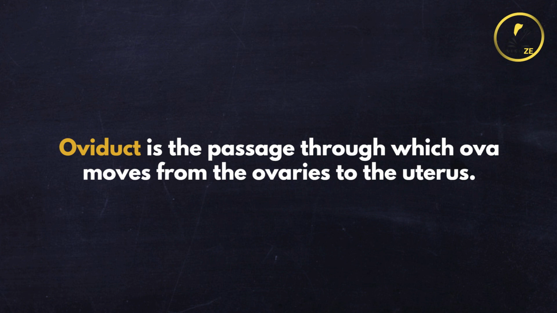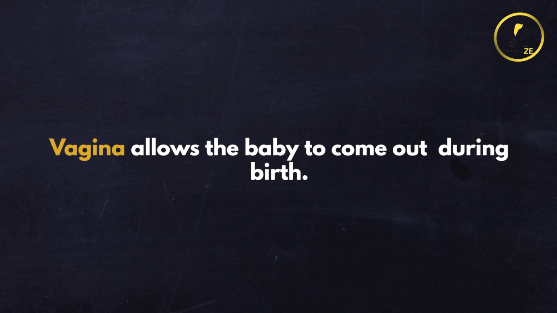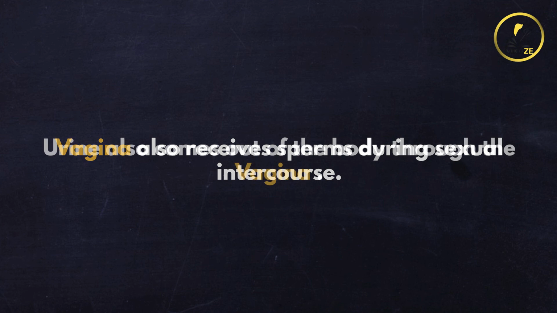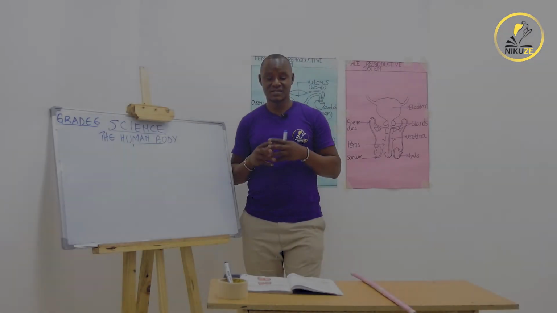And then from there, we've said that the uterus is the place where a baby develops before it is born. And then finally, we've said the vagina allows the baby to come out of the body during birth. So that is the role of the vagina. Then we've also seen the vagina as being a part of the female reproductive system which receives the sperms during sexual intercourse. And lastly, we've seen urine also comes out of the body through that part which is known as the vagina. So that brings us to the end of our subtopic.